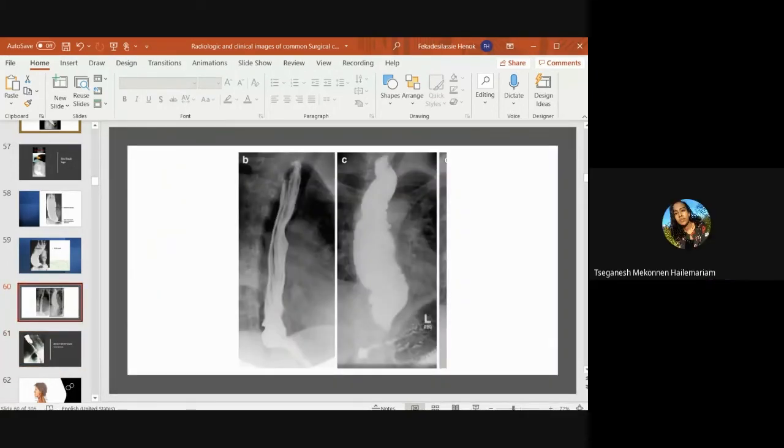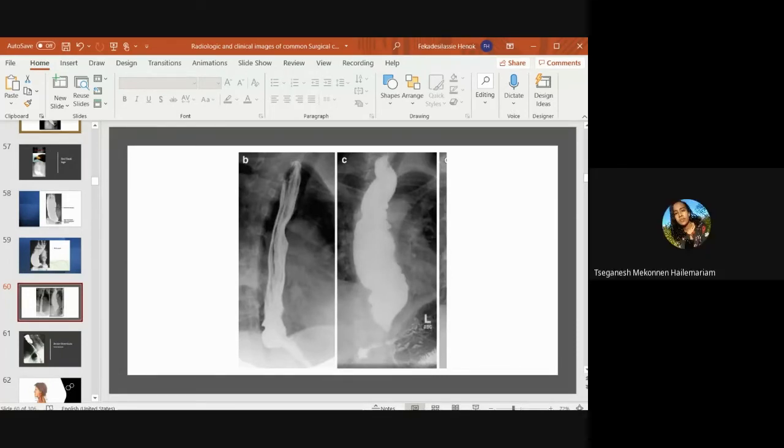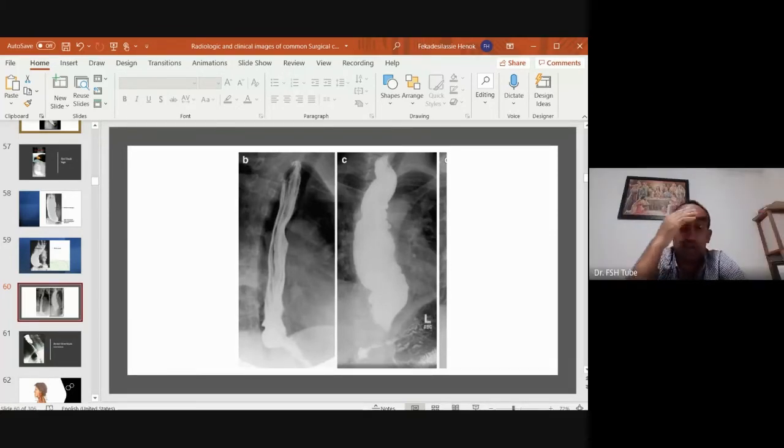Infective esophagus. Chagas disease. Excellent. Yes, Chagas disease. It's common in the rural areas of South America. What is the parasite? Trypanosoma cruzi. Yes, excellent. Trypanosoma cruzi can result in Chagas disease. And one of the manifestations could be mega esophagus.